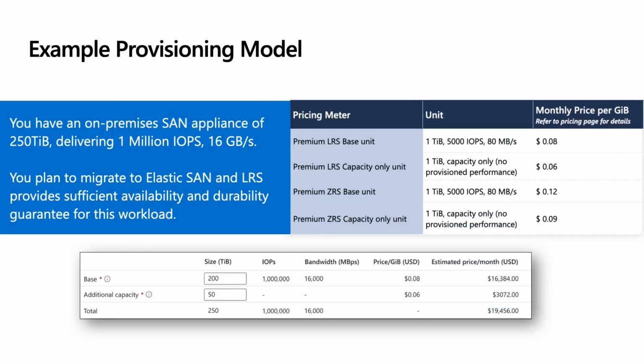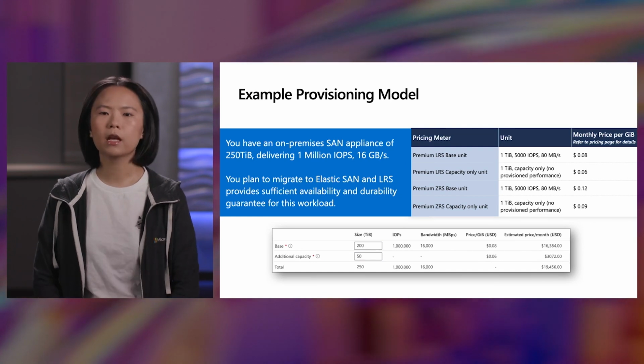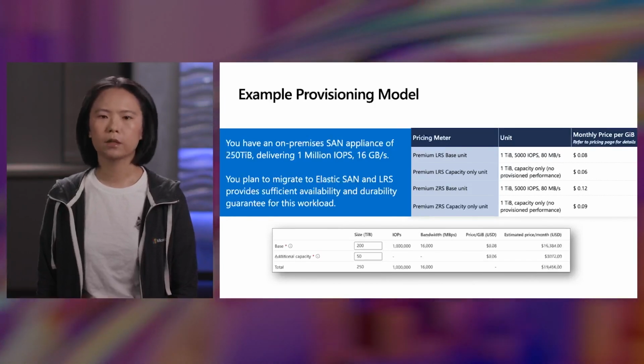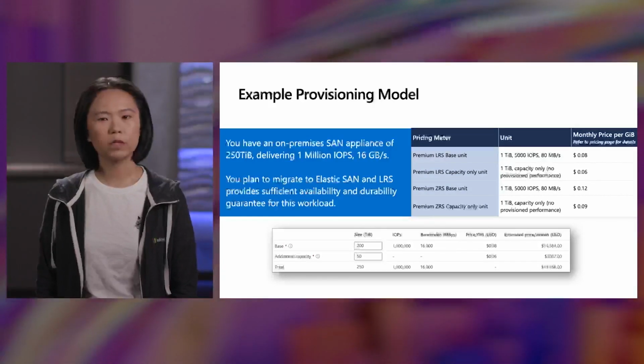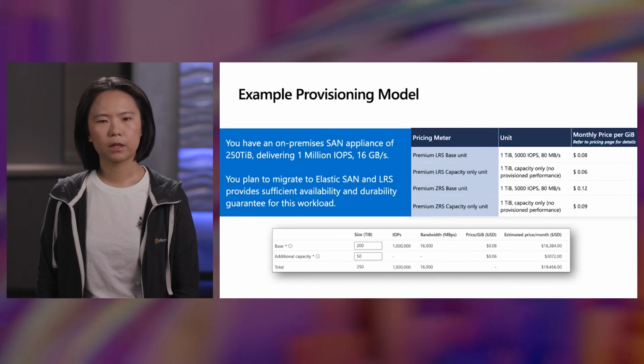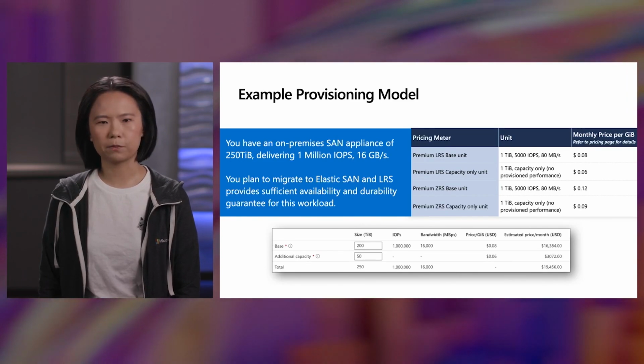Beyond the 2 provisioning units, we overlaid the redundancy options made available to meet your durability and availability requirements on storage. LRS, which is locally redundant with 3 replicas, and ZRS with synchronous replication across 3 zones. One base unit maps to 1 terabyte of storage capacity, 5,000 IOPS, and 80 Mbps at roughly 8 cents per gigabyte. One capacity-only unit maps to 1 terabyte of storage capacity, no provisioned performance, but at a lower price point, 6 cents per GB. Always refer to our pricing page for the exact pricing information.